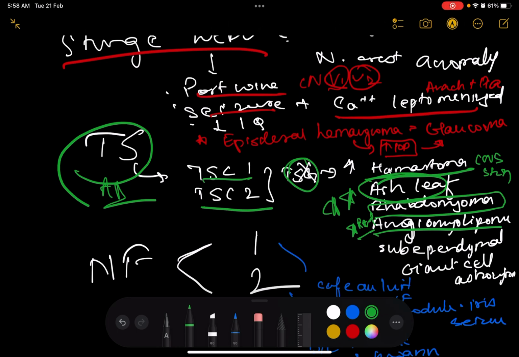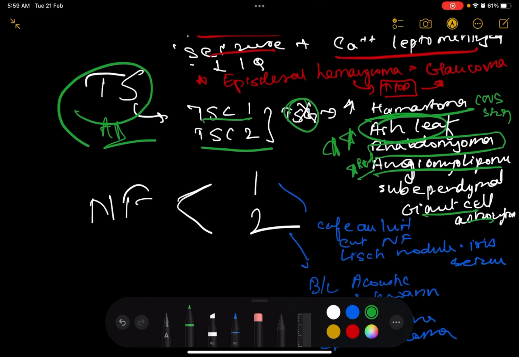Obviously, IQ would be a little lowered at the same time, and it is certainly associated with increased incidence of subependymal giant cell astrocytoma. So they are associated with tumors of the CNS, with astrocytomas, etc. Very important. Tuberous sclerosis, another very important disease.